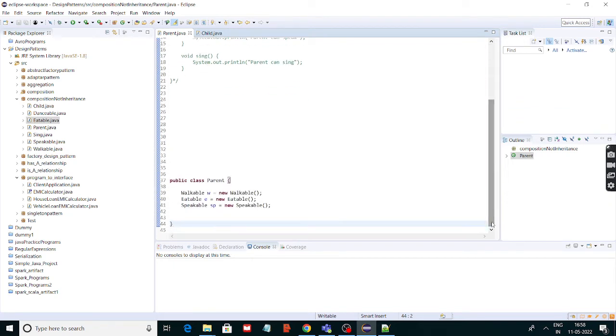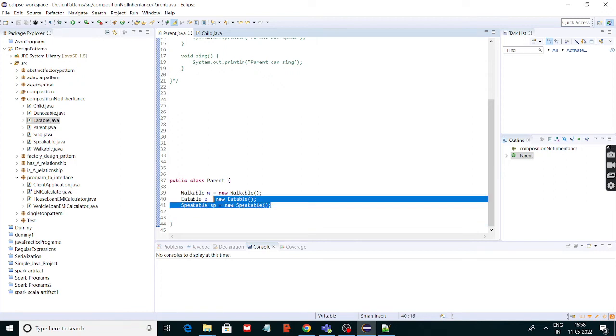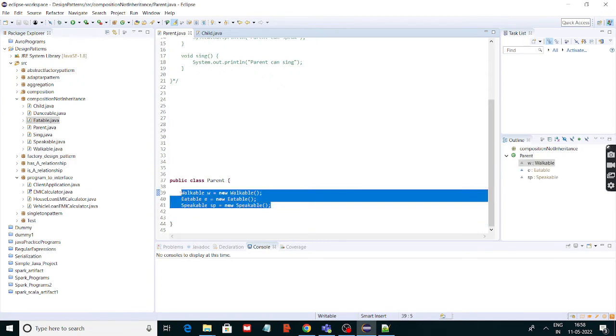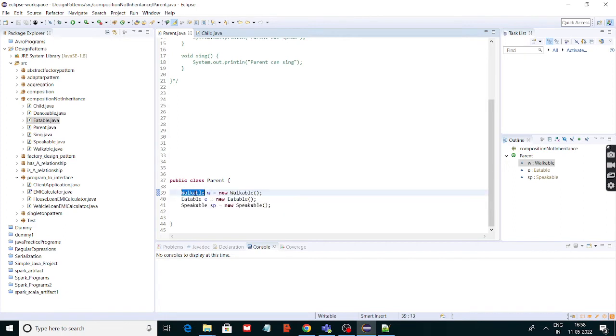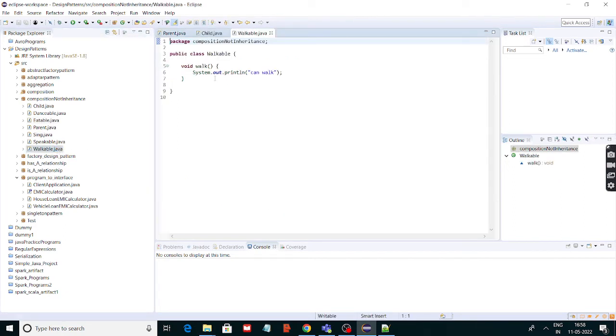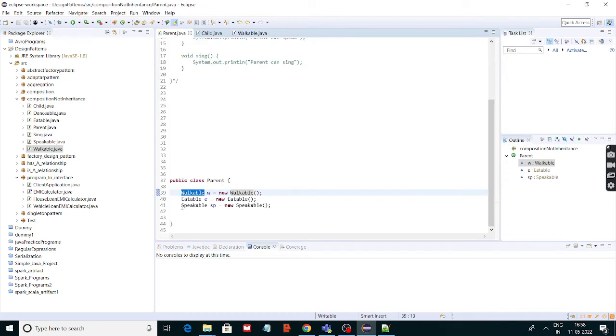Now we have implemented parent class in a different way. It again has three different properties. Now we have a different set of classes here. The walkable class is there, and inside that we have a walk method that can walk. Similarly, we can have the eatable as well as the speakable classes, capable of eating and speaking respectively.